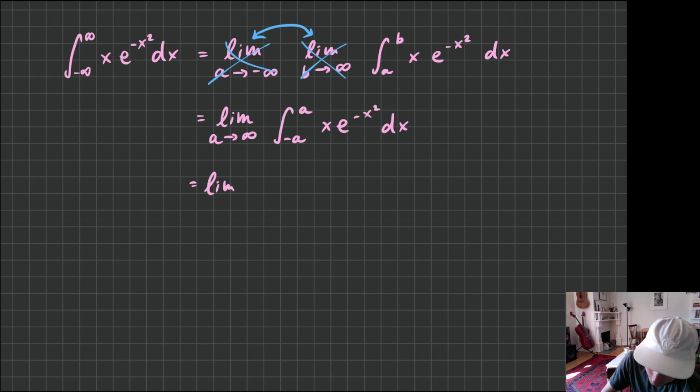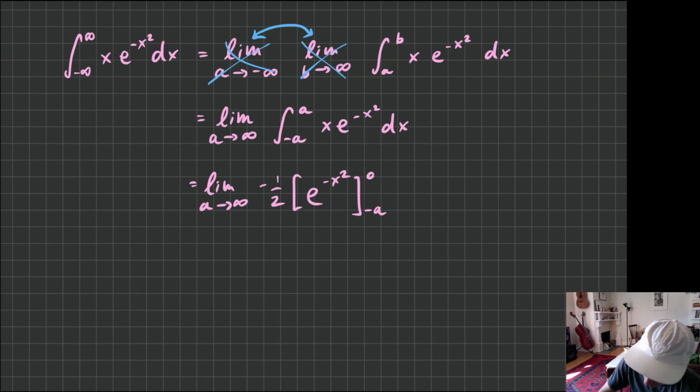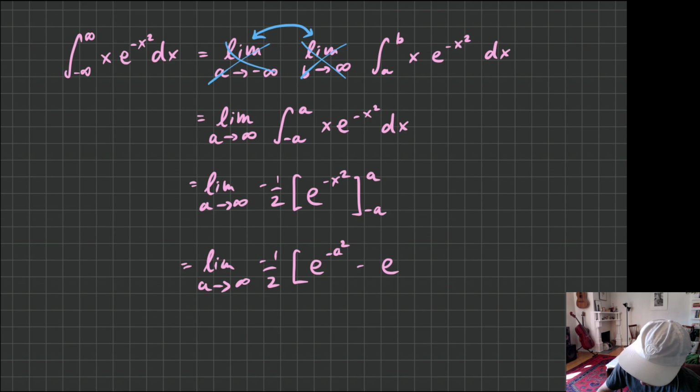So in this case, we'll have the limit as a approaches infinity of, what did we say the antiderivative was? Negative 1/2 times e to the negative x squared. And now we're going from negative a to a. So this is going to be the limit as a approaches infinity of negative 1/2 of e to the negative a squared minus e to the negative a squared again. So you can see that it doesn't matter what they're equal to. It's just 0. So this is equal to 0. So in that case, it works out pretty nicely.